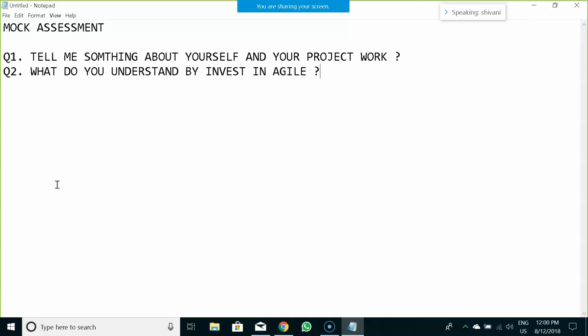Also, INVEST in agile is basically, as the name suggests, independent, negotiable, valuable, estimable, small, and testable. Independent means all the test scenarios and all the stuff should be independent. Negotiable is the only thing that is fixed in an agile project. As we know, the agile development methodology is basically about change in requests, so coping with the changes and being negotiable to it is the basic task.